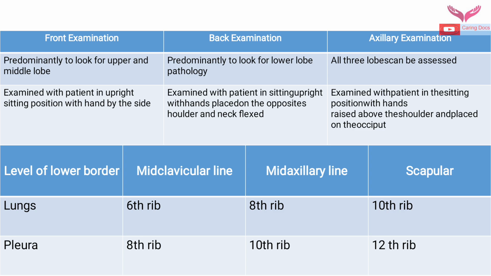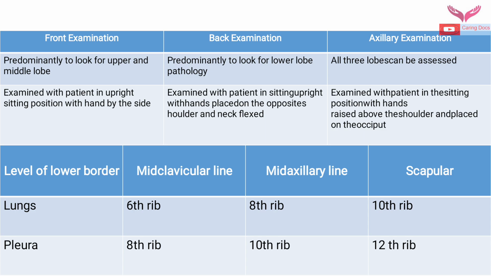Whenever we are doing the front examination, predominantly we look for the upper and middle lobes, with the patient examined in the upright sitting position with hands by the side. In the back examination, we predominantly look for lower lobe pathology and examine with the patient sitting upright with hands placed on the opposite shoulders and neck flexed. In the axillary examination, we can assess all three lobes, and here we examine the patient in the sitting position with the hands raised above the shoulder and placed on the occiput.